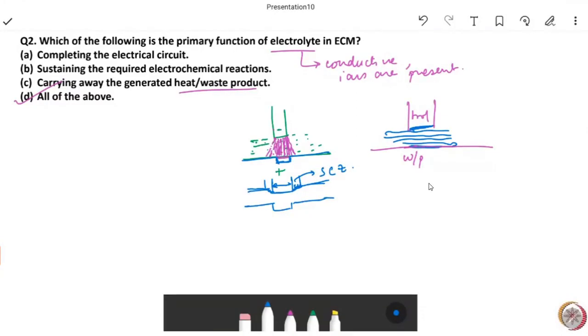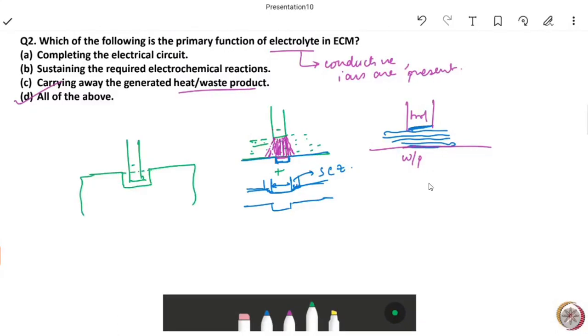Another thing, if you notice carefully here, suppose we are drilling a hole through by ECM. This is my cathode after some time of reaction, and this is the workpiece. Initially it was like this, along this dotted line. Now after the initial reaction, it has come down.